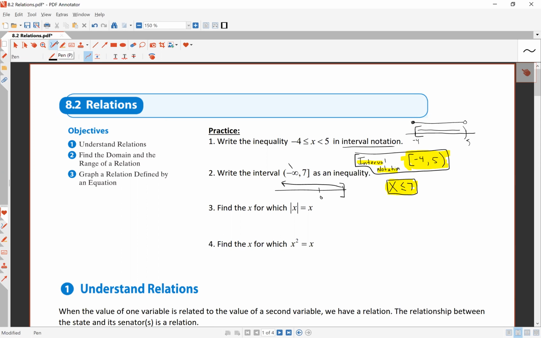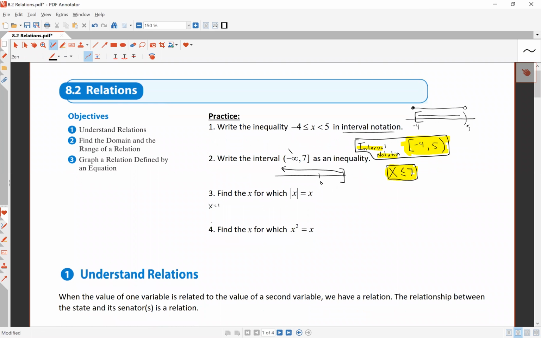Numbers 3 and 4, different kinds of problems. We want to find the x so that its absolute value equals itself. So they just find the values for x, meaning could x equal to 1 work? Could x equal to 2 work? Could x equal 3 work? Could x equal -1 work? Could x equal 0 work? Could x equal -2 work? Which numbers satisfy the property that the absolute value of that number is itself?